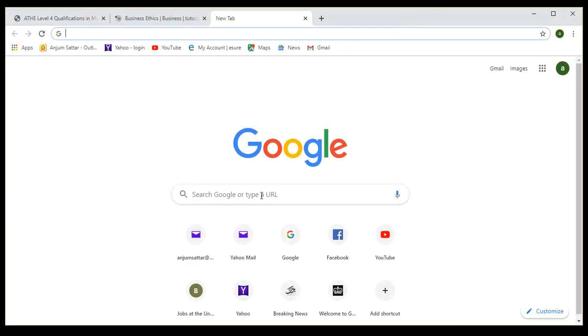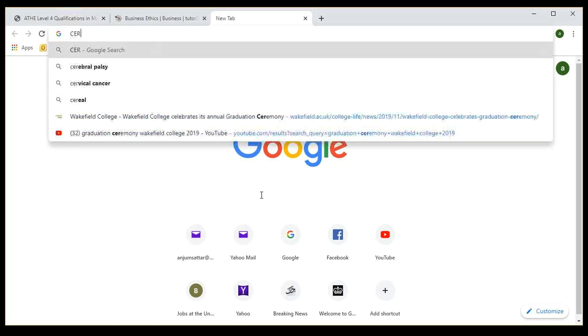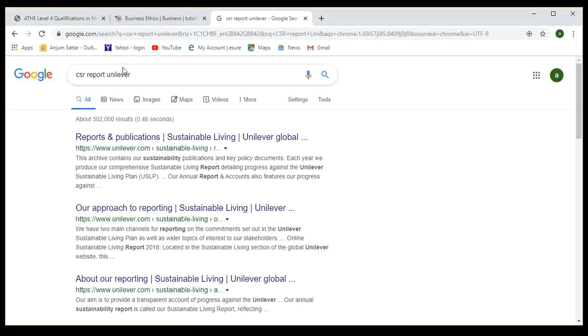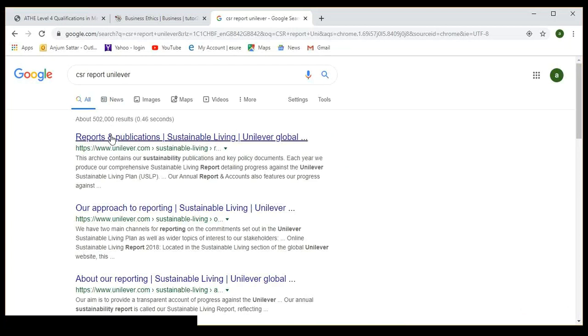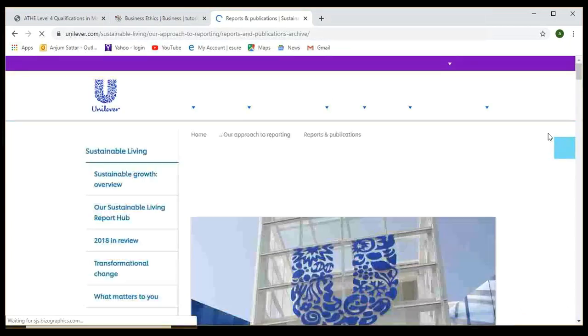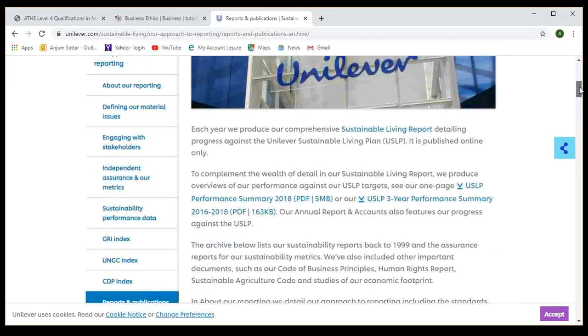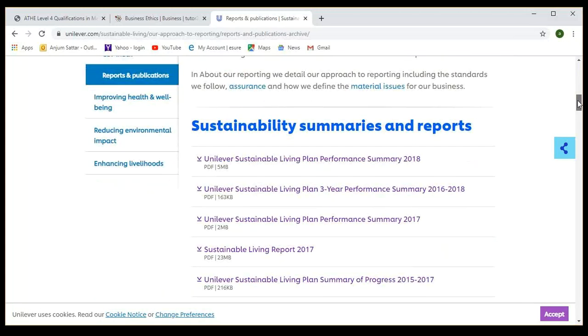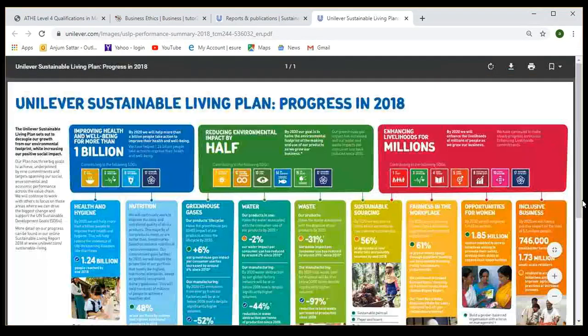If you want to look at any company's report, maybe you can search here for CSR report Unilever. There are the reports, sustainable living. You will see this is a UK-based company. They publish a lot of reports on CSR, and you can look at the company's reports as well.